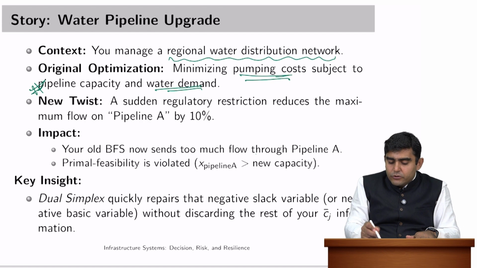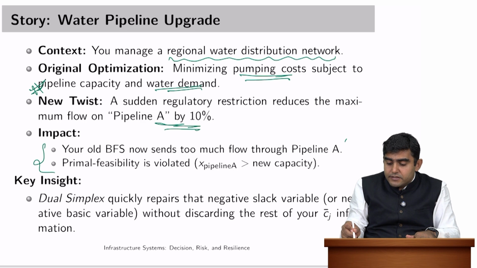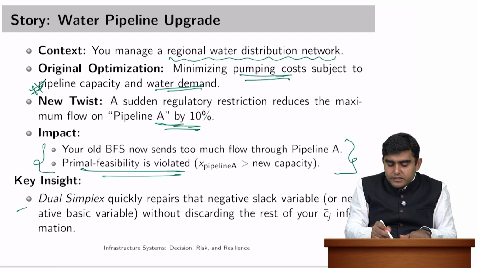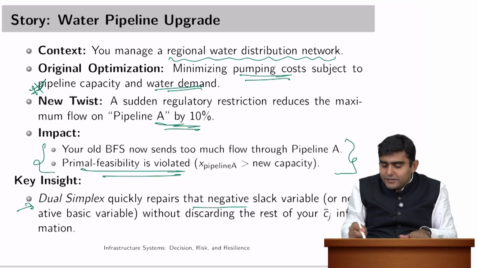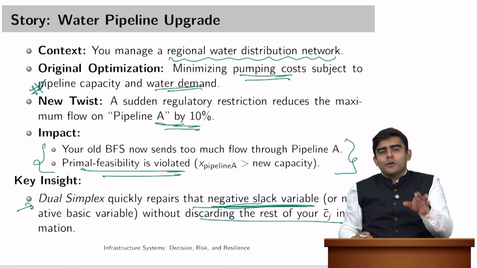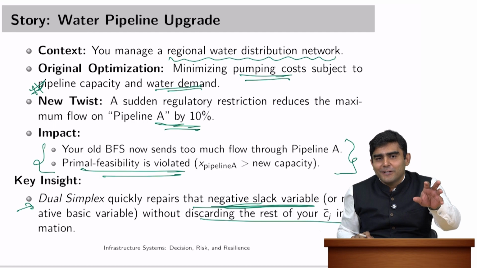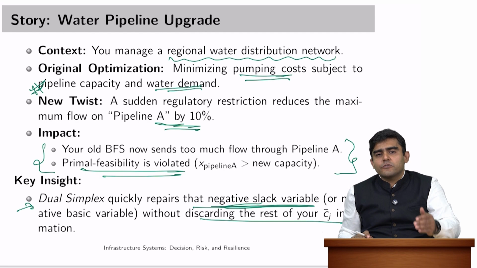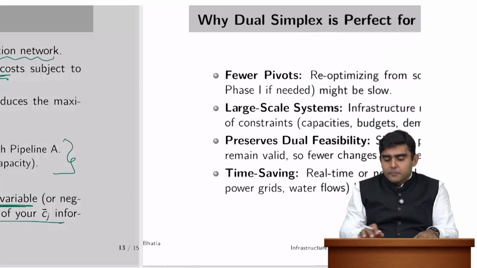So what we do is that we start from the dual simplex, but it is important to understand what has changed, why your primal feasibility is violated and why there is a need for the dual simplex method in this case. So here the dual simplex method would quickly repair the negative slack variables without discarding the rest of your Cj. So I see this role of the dual simplex method as a repairer for the primal infeasibilities that put brakes on your infrastructure planning problems.